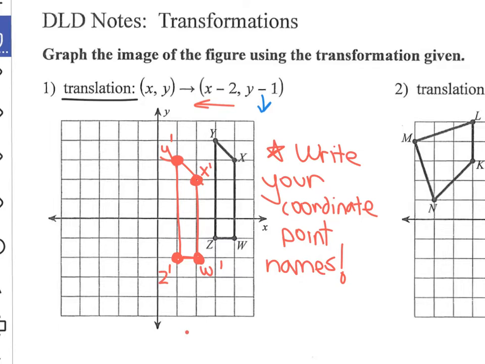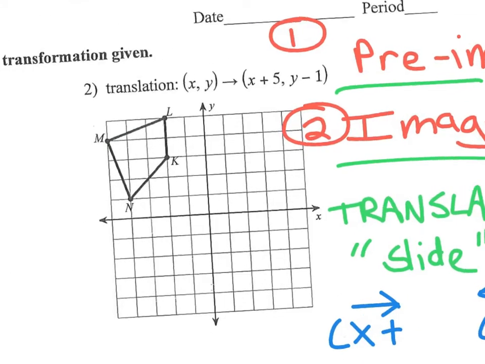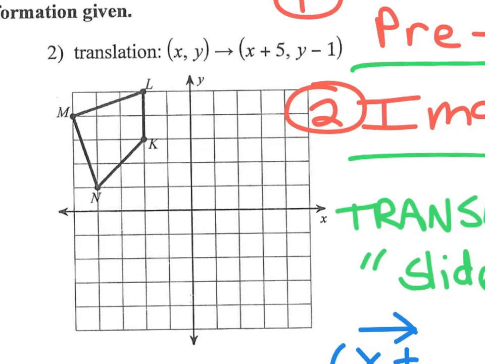Let's try another one. So on number 2, it says translation, so we need to think slide, and it tells us to move x plus 5 units and y minus 1 units. Again, remember that x plus means we move to the right, y minus means we move down. So we are going to move right 5 and down 1. Why don't you pause the video and move each coordinate, each point, right 5 and down 1. So translate right 5, down 1, and then play the video and check your work.